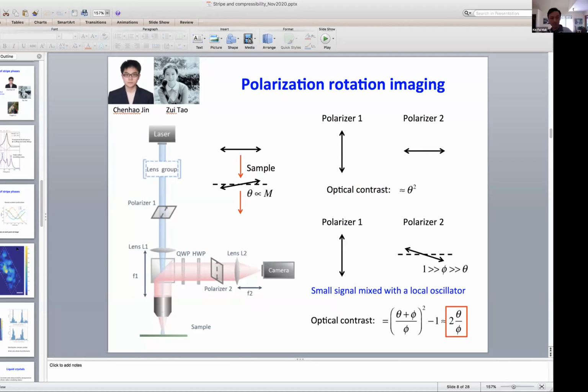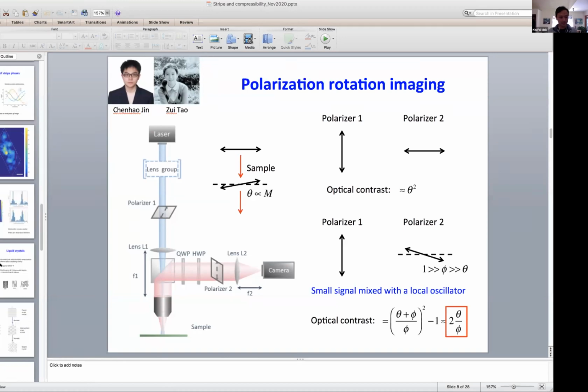And I actually don't have the data here, but that's the answer. Okay, thanks. Joy? Hi, Professor Mak, could you please explain why the polarization rotation signal is related to the orientation of the stripe phases?